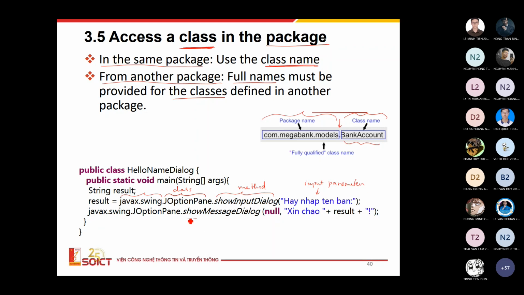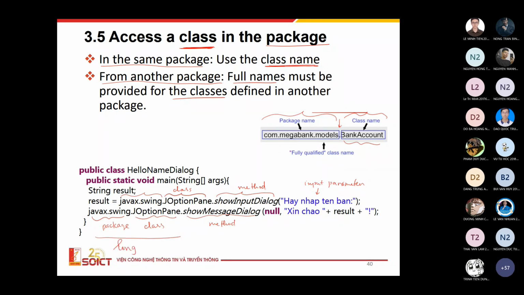And then the same when you want to access or use the showMessageDialog method of the class JOptionPane. This is the method name, and this is the class, and from this package. So this is the way you access a member of a class in a package. So maybe you will see writing something like this, very long.